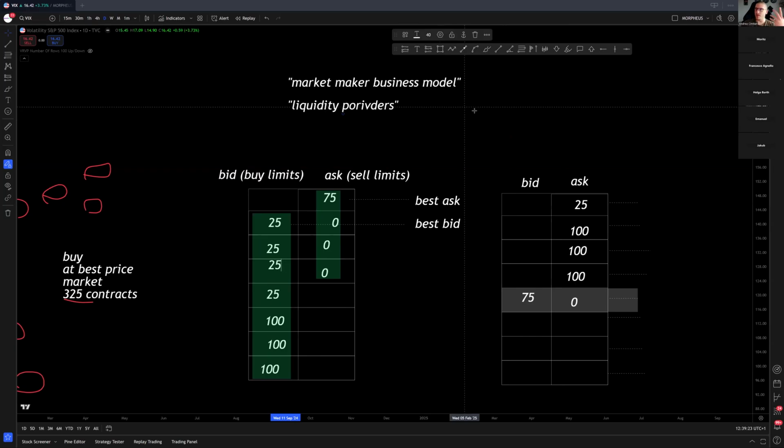Why would they do it? Can you guess what the business model is? Let's see if someone can guess it.